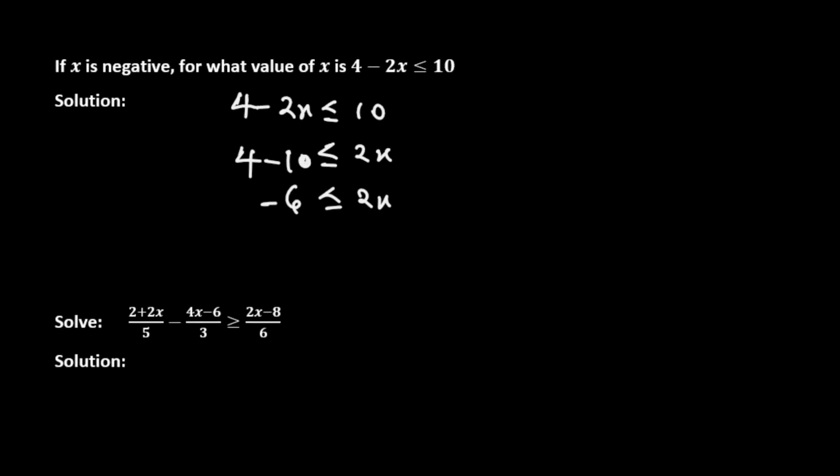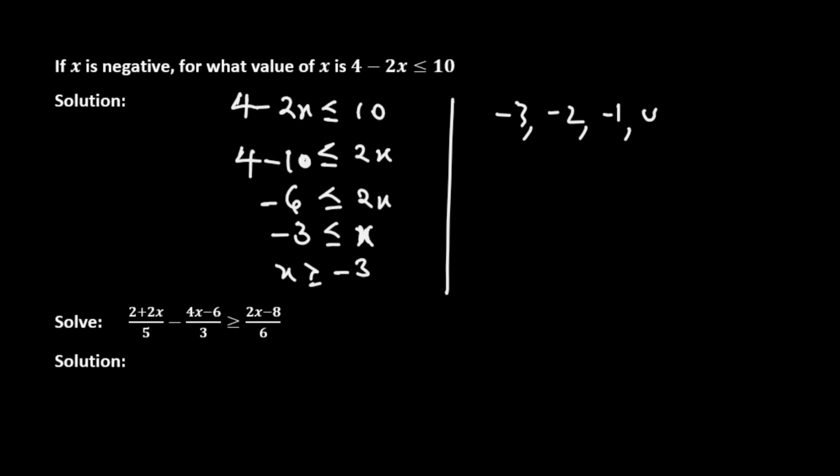So dividing both sides by 2, minus 3 is less than or equal to x. So x is greater than or equal to minus 3. But they told us that if x is negative, you notice that the numbers greater than minus 3 are minus 2, minus 1, 0, 1, 2. So they told us x is negative, meaning that minus 3 is also there, minus 2, minus 1.